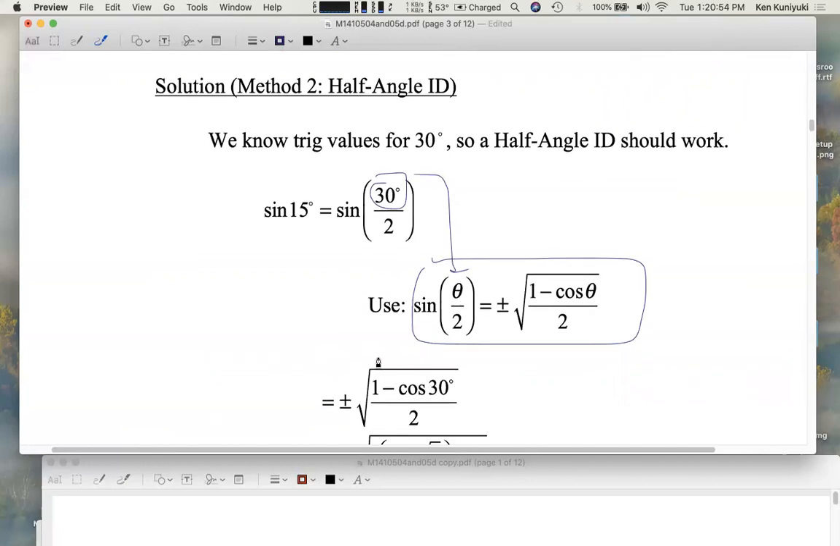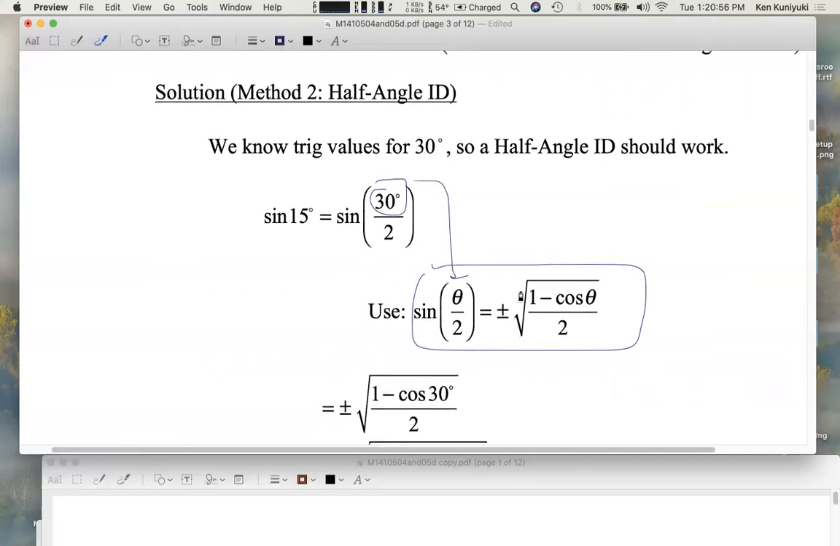So applying the identity, we get plus or minus the square root of 1 minus cosine of theta, which is twice the 15 degrees, right? So cosine of 30 degrees all over 2. And by the way, early on we can figure out, hey, the sine of 15 degrees, we know that 15 degrees is a quadrant 1 angle. So what sine, positive or negative, is this sine value? Well, in quadrant 1, we know that all trig values are positive. We know that we can take the positive root here, which means I can delete this, basically.